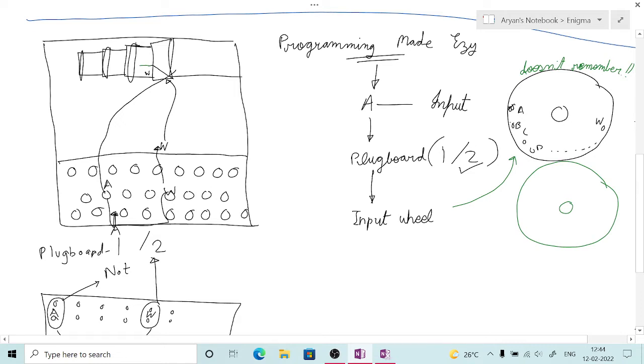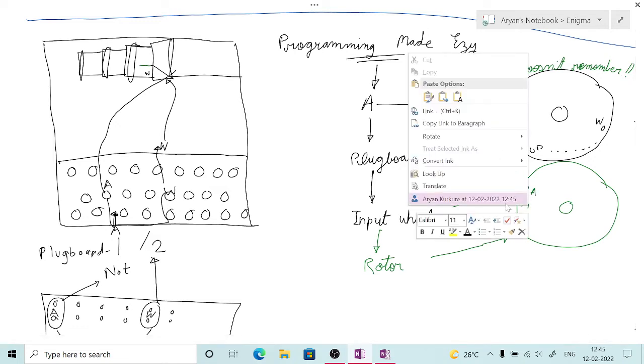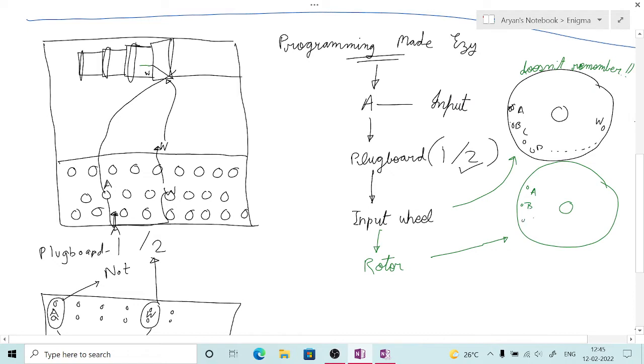However, in the plug board, as I said, if the wire of A is connected to W, it would process as W, and if not, it would process as A. So here is something where if we change things, it would change. And in the rotor, as we are going to see, used to be the actual play, the actual fun that Enigma did. So A, B, C, D, E, F, G, and so on. Let it be W.